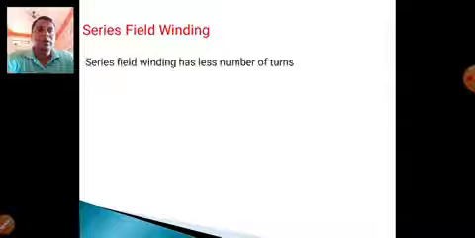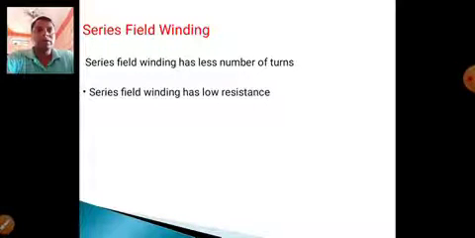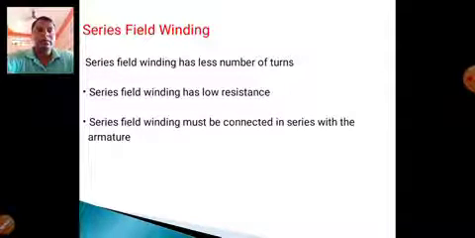Next, series field winding. Series field winding is connected in series with the armature. It has fewer turns. It has low resistance because it is connected in series. The series field winding must be connected in series with the armature; that is why it is called the series field winding. When it is connected in parallel to the armature, it is called the shunt field winding.